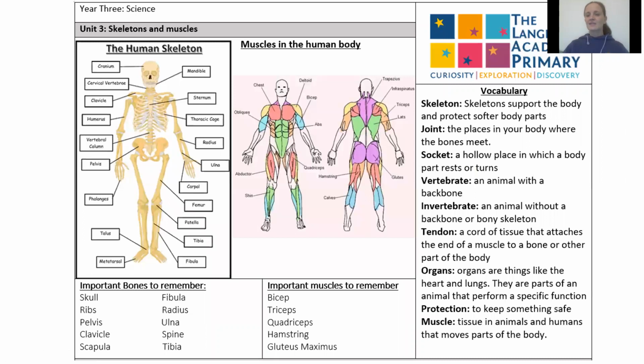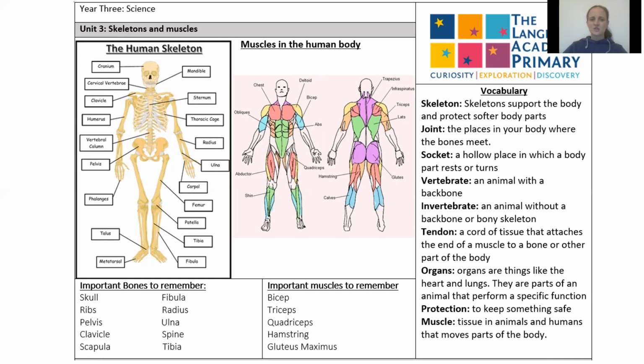Starting at the very beginning with the things that we have already started looking at, we are going to be learning the human skeleton. Now, the picture that we have there has a few more labels than we specifically need. The bones that we need to learn are the ones labeled under important bones to remember. Those are the skull, the ribs, the pelvis, the clavicle, the scapula, your fibula, your radius, your ulna, your spine, and your tibia.